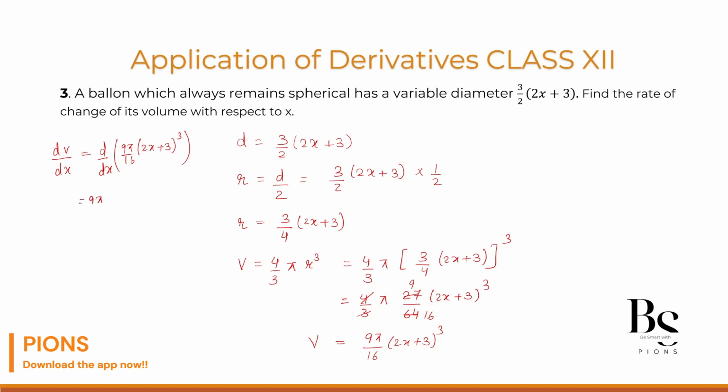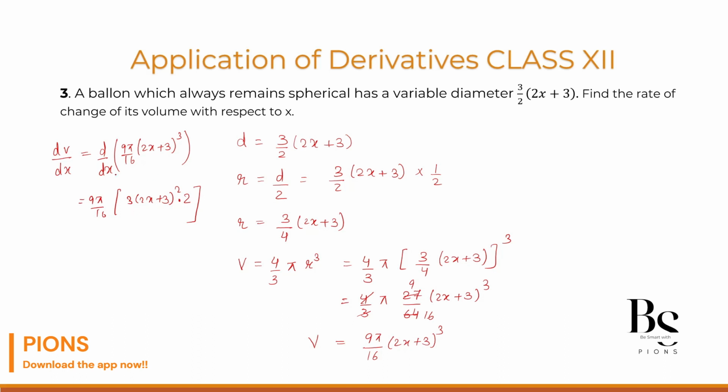So let's take 9 pi by 16 common out, and differentiation will be 3 will come in front, 2x plus 3 whole square, and derivative of 2x plus 3 into 2. Let me repeat again. So 9 pi by 16 is constant, it will come out of the derivative, and differentiation of 2x plus 3 whole cube. So first we will give preference to power, clear? 3 will come in front, 2x plus 3 whole square into 2.